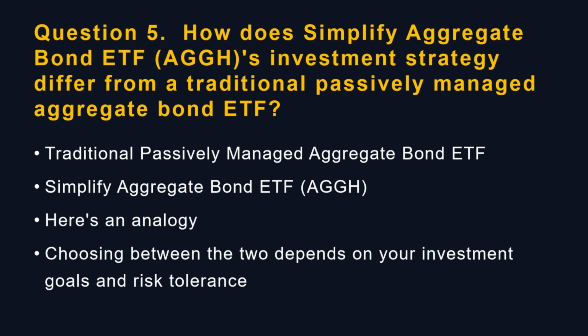Choosing between the two depends on your investment goals and risk tolerance. Passively managed, suitable for those seeking a low-maintenance, lower-risk option with predictable returns that track the broader bond market. AGGH, more suitable for investors comfortable with some additional risk and complexity in exchange for the potential for a higher total return through active management.